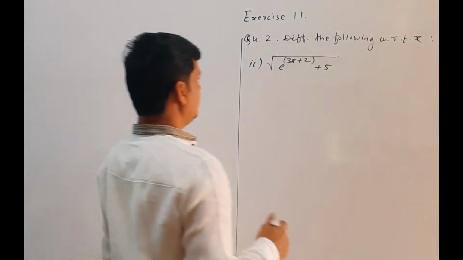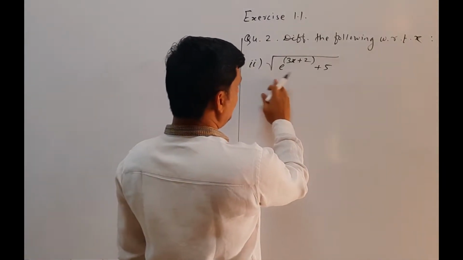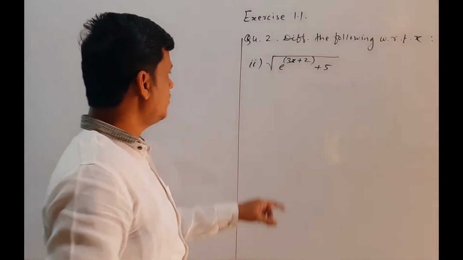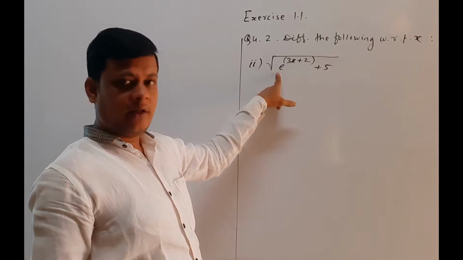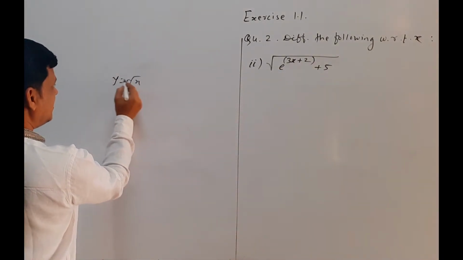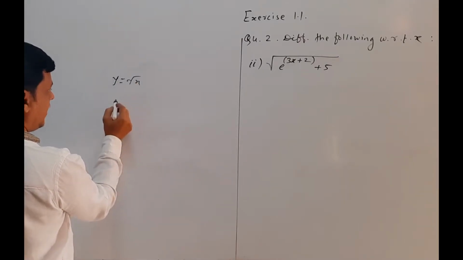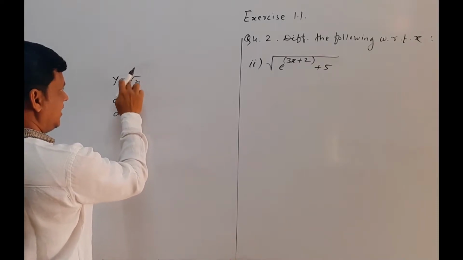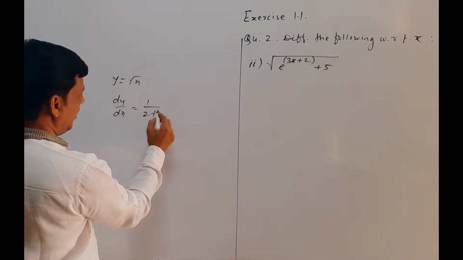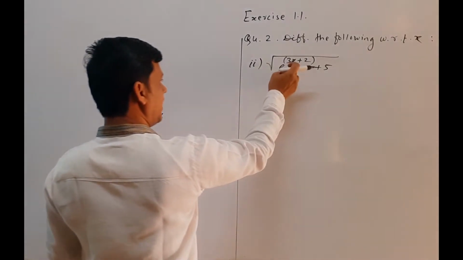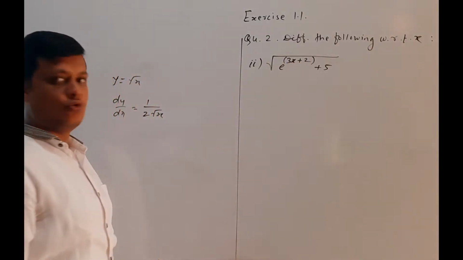Now see the second sub question: root of e raised to the power 3x plus 2, plus 5. So here the value is in a root. So we write here y is equal to root x. We know the derivative of root x. So we write the derivative of y as dy by dx. The derivative of this root x is 1 upon 2 root x. So here in place of x, the value is e raised to the power 3x plus 2 plus 5.